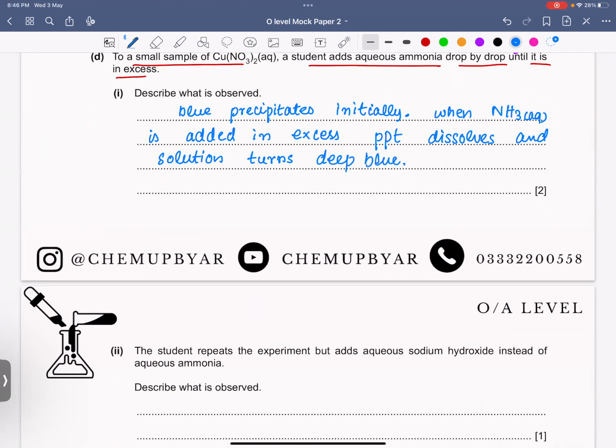Sir, does it matter if it's copper sulfate? No, copper sulfate is blue, not deep blue. Oh, okay.